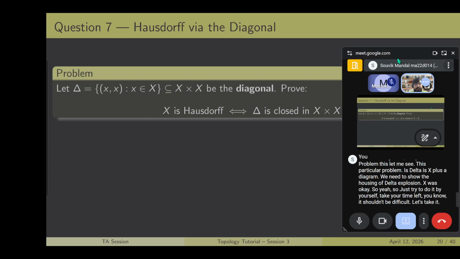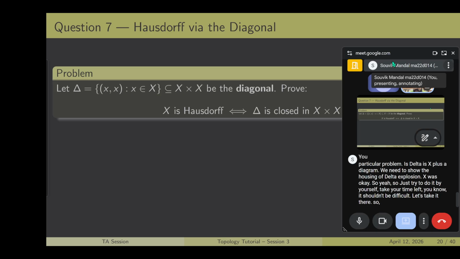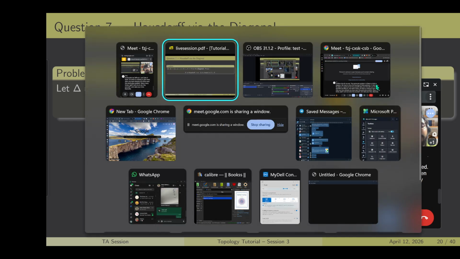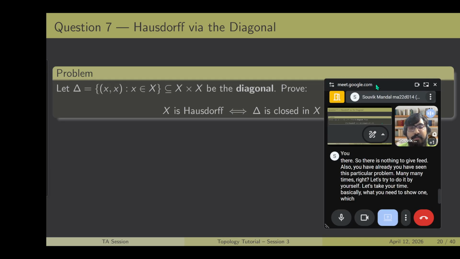Please take your time. There is nothing to give as a hint. We have seen this particular problem many times, right? So please try to do it by yourself. Basically, we need to show that if X is Hausdorff, then delta is closed, and vice versa. So you need to show that the complement of delta is open, given that X is Hausdorff. I hope you can do it by yourself.